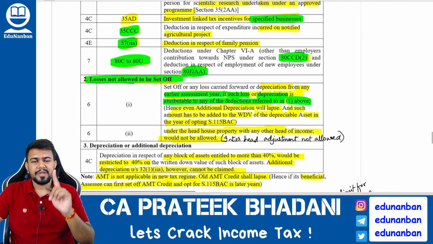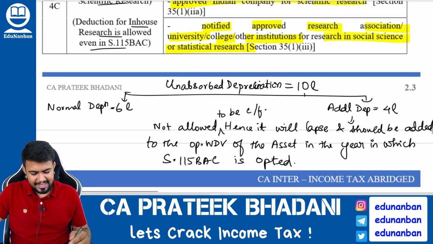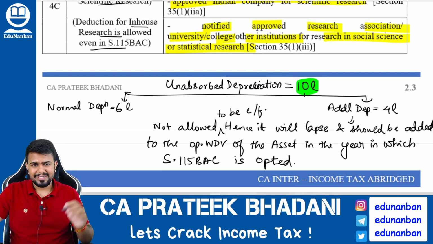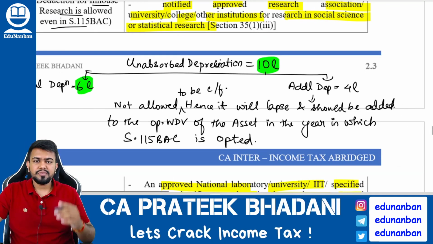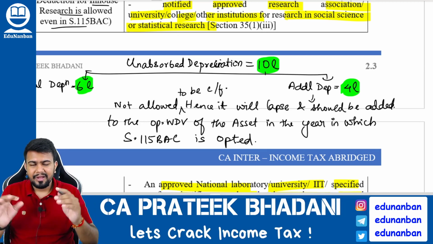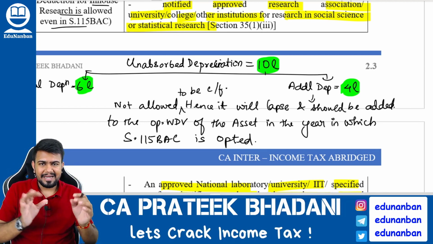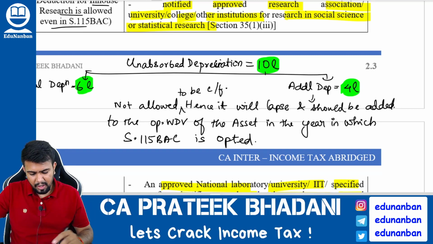Now there is one special point about additional depreciation. Listen here. If there is any unabsorbed depreciation in the business, let's say it is 10 lakh rupees, in that there might be normal depreciation. That unabsorbed depreciation might also contain some additional depreciation. If the unabsorbed depreciation contains additional depreciation, then such additional depreciation, that is contained in unabsorbed depreciation, you cannot carry forward.